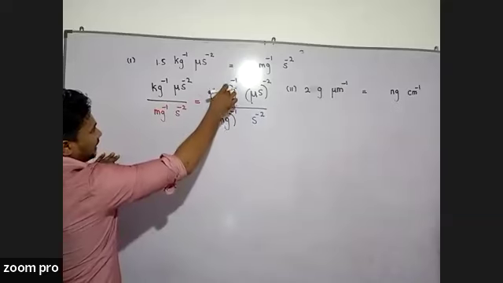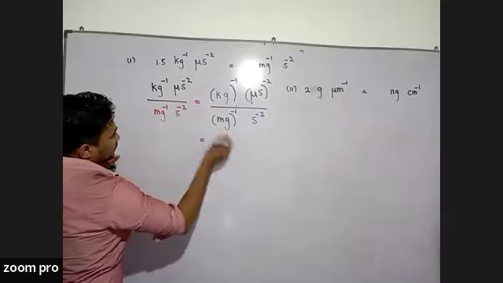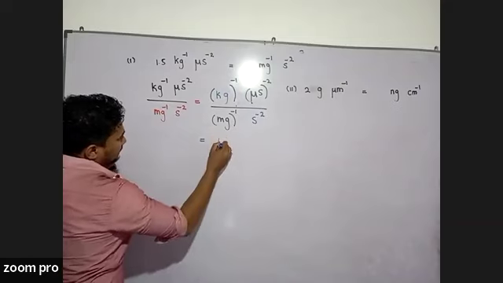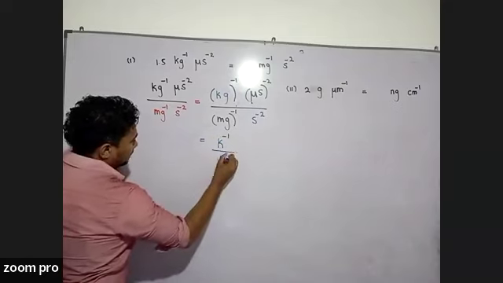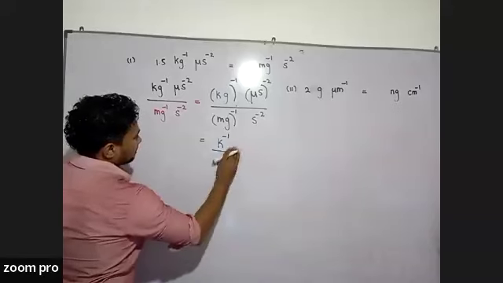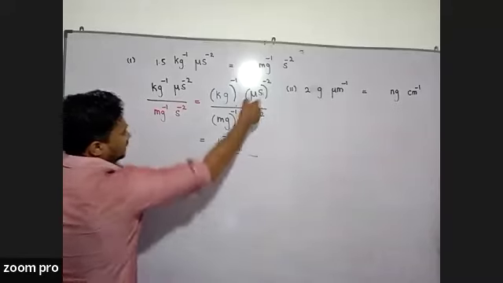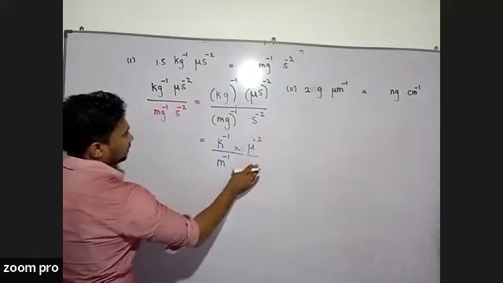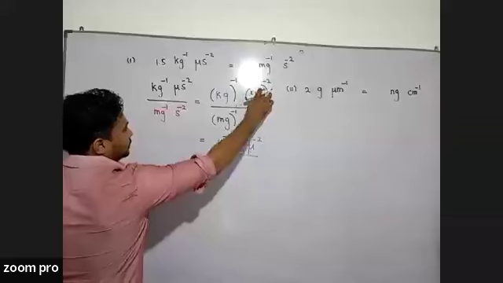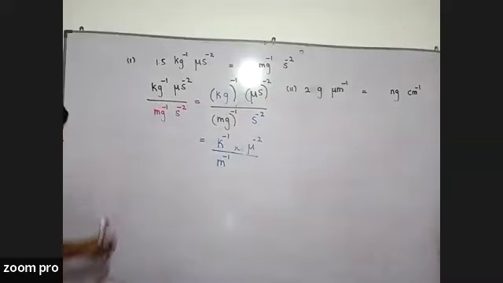Here we can cancel this gram to the power -1. So the remaining terms are kilo to the power -1 over milli to the power -1. On the other side, we have micro to the power -2, right? Because these -2 and this -2 cancel each other.